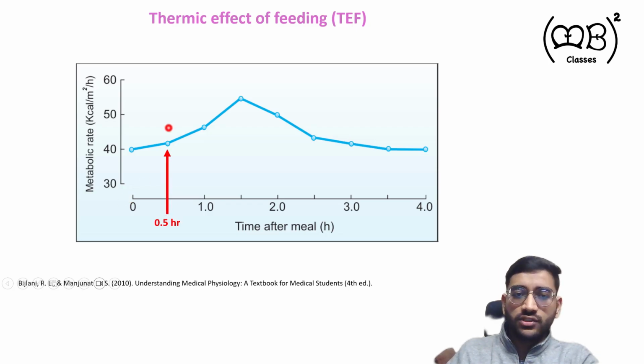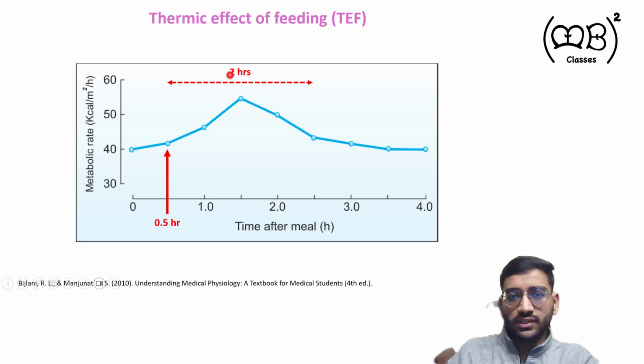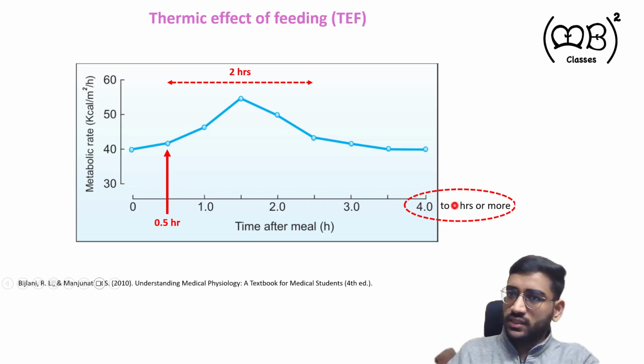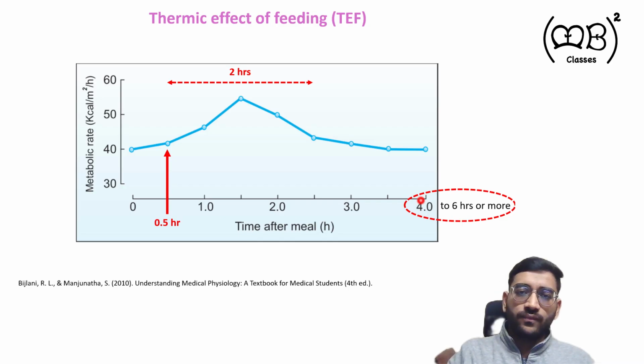After 0.5 hours of consuming a meal, the metabolic rate starts increasing. Some authors also suggest that the thermic effect of feeding starts immediately after the consumption of the meal. So after consumption of the meal, the metabolic rate starts increasing and would remain high for around 2 hours. Then it would start decreasing, and after 4 to 6 hours, or even more with some kinds of meal, would come back to the baseline. So this is the effect of food on energy expenditure.